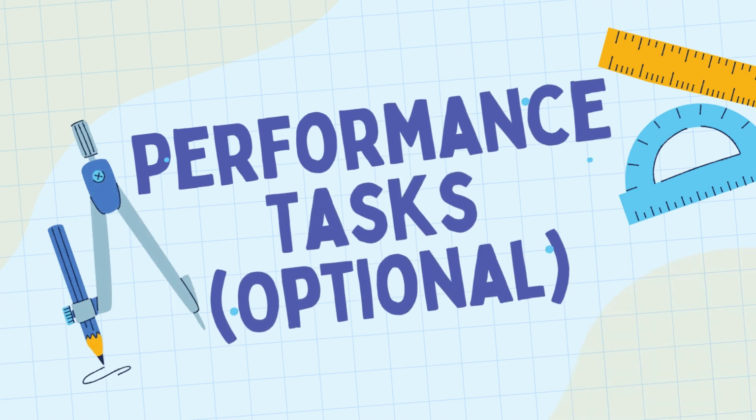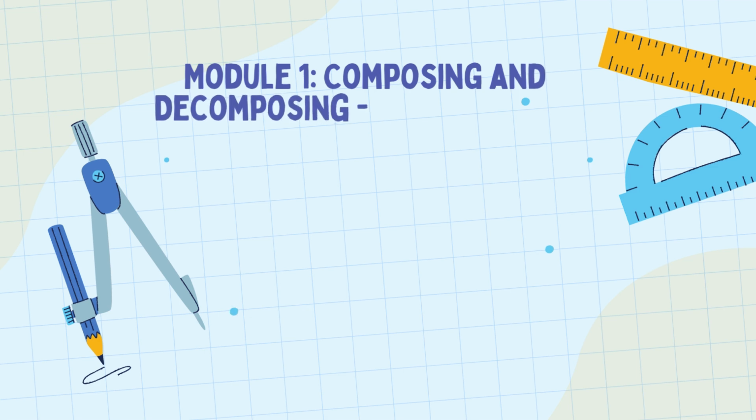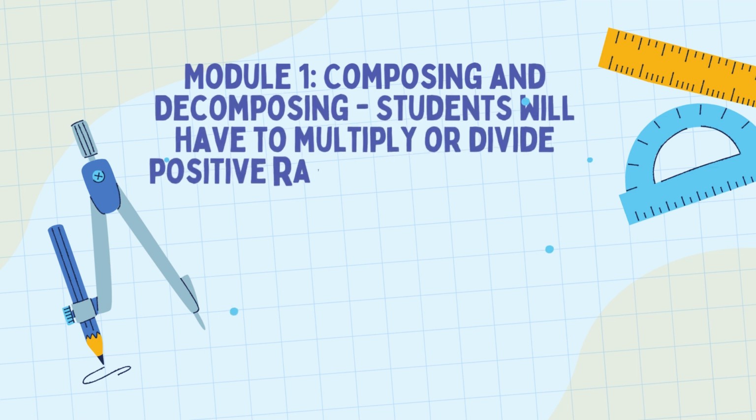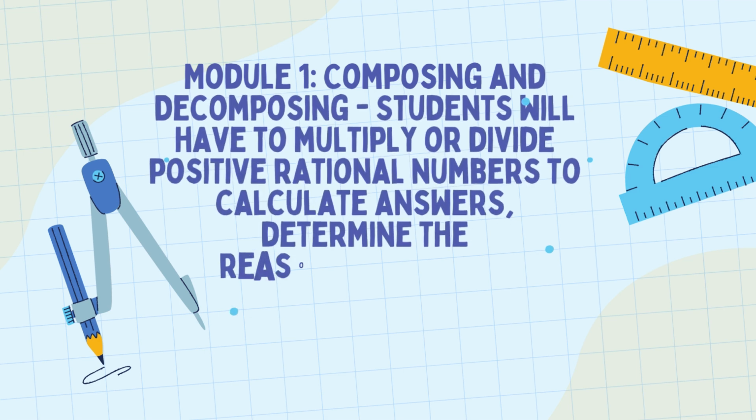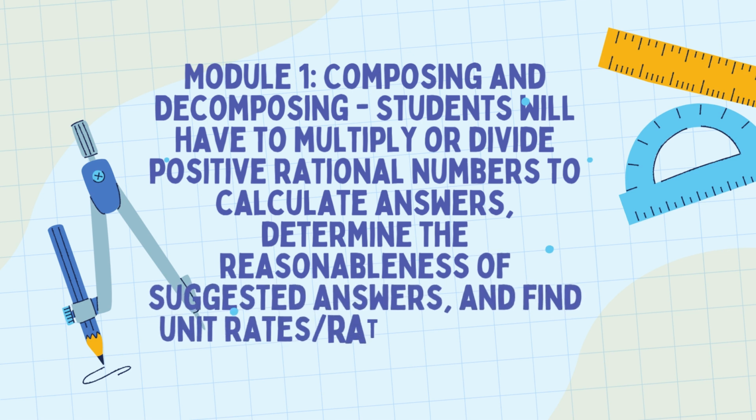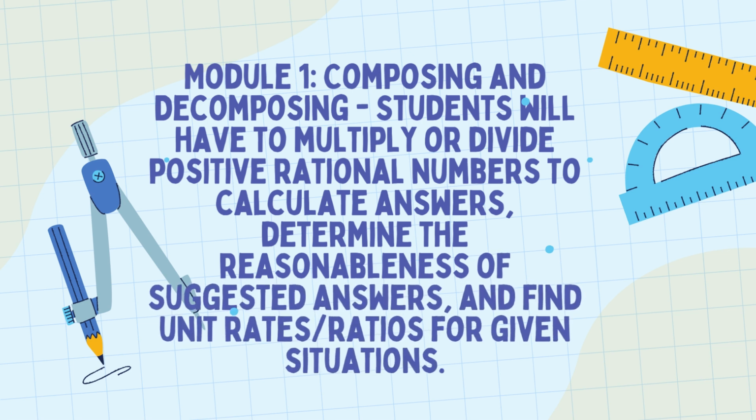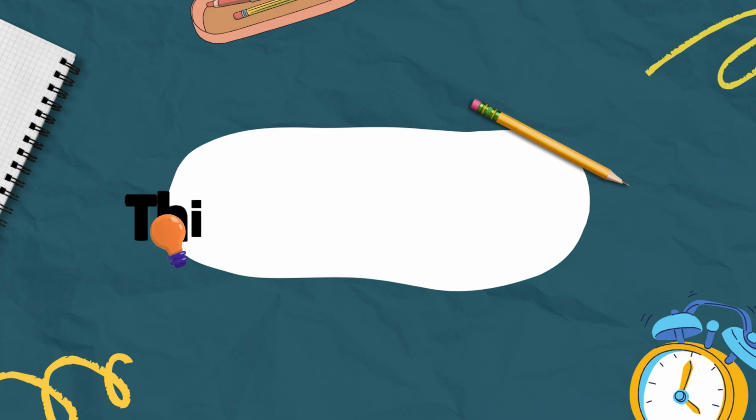Performance tasks are available for each module, but they are optional. An example of an activity for Module 1 is, students will have to multiply or divide positive rational numbers to calculate answers, determine the reasonableness of suggested answers, and find unit rates, ratios for given situations.